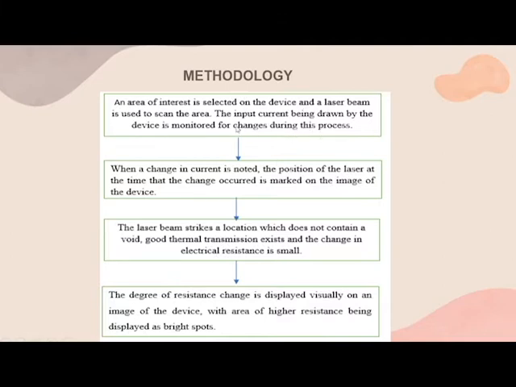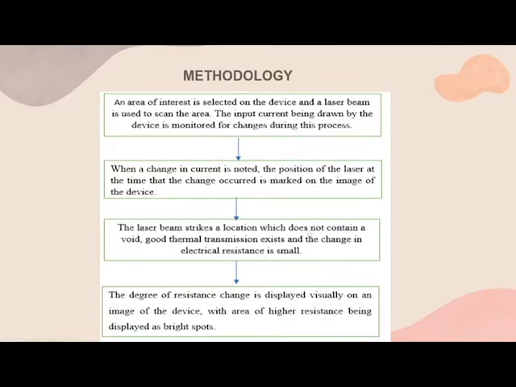For the next part, when a change in current is noted, the position of the laser at the time that change occurred is marked. As we saw just now, we have the red box in the picture. When there is a change in current, it will be marked on the image of the device. Next, if the laser beam strikes a location which does not contain a void, good thermal transmission exists, and the change in electrical resistance is small.